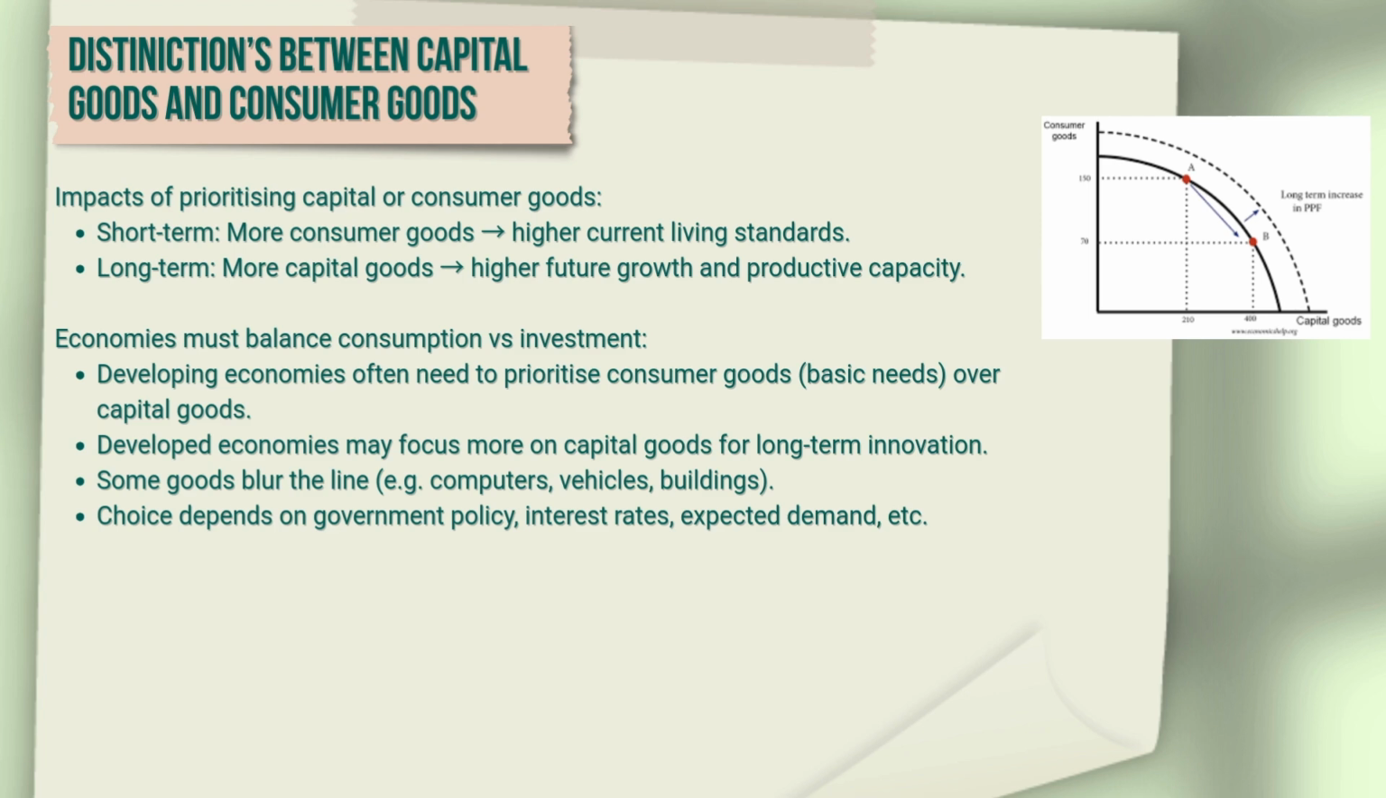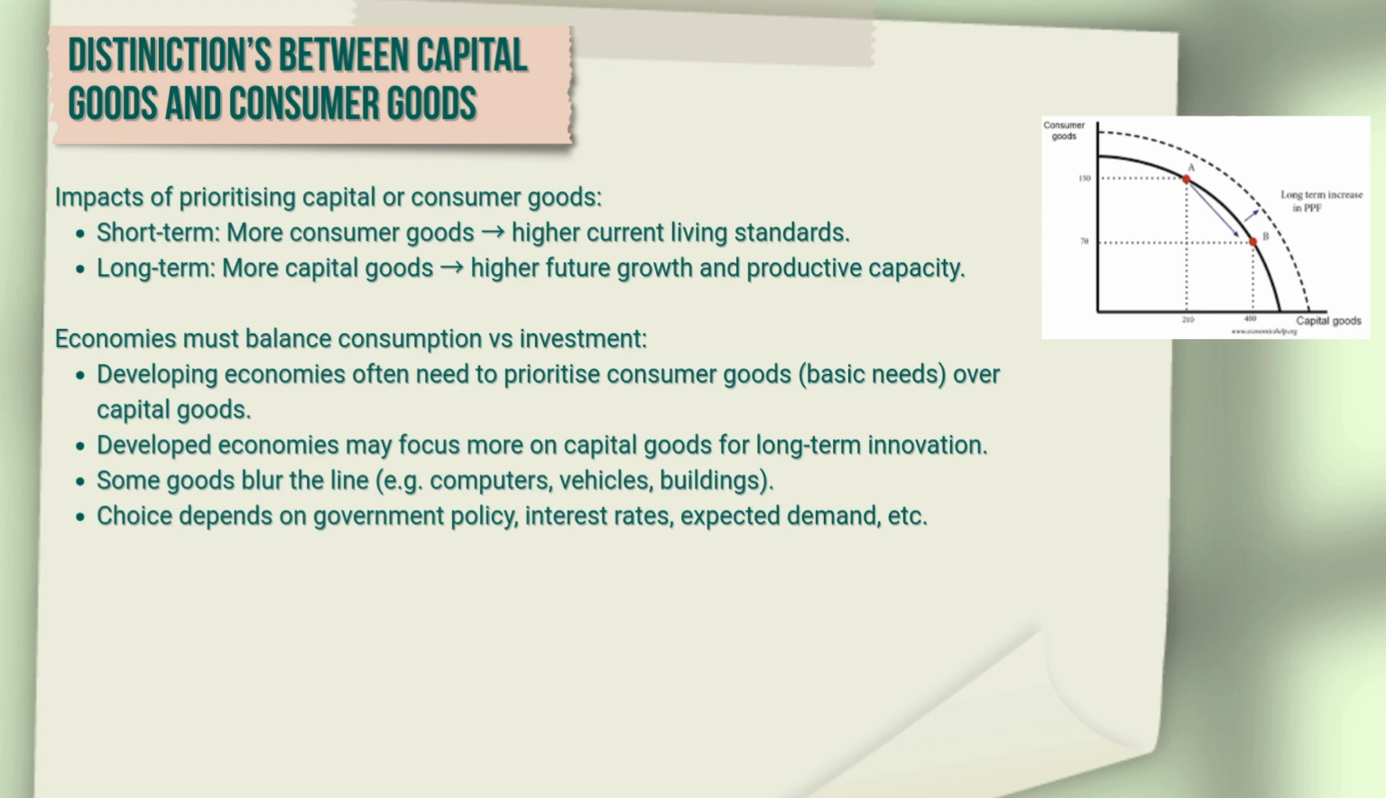Lastly, on the distinctions between capital goods and consumer goods. The impacts of prioritizing capital or consumer goods: in the short term, there are more consumer goods, which means higher current living standards. In the long term, there are more capital goods, which means higher future growth and productive capacity. Economies must balance consumption versus investment.